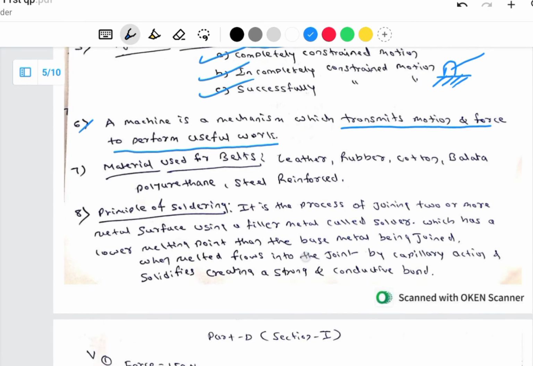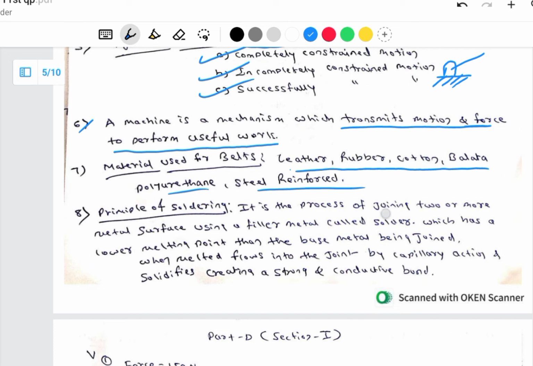So it is a device which transmits the motion and a force to perform the useful work. Okay, so it is not sufficient, you can go and have somewhat more data about it. It has been written here with one line only. So the material used for the belt is leather, rubber, cotton, polyethylene or steel reinforced. You can use this kind of materials for the belt.